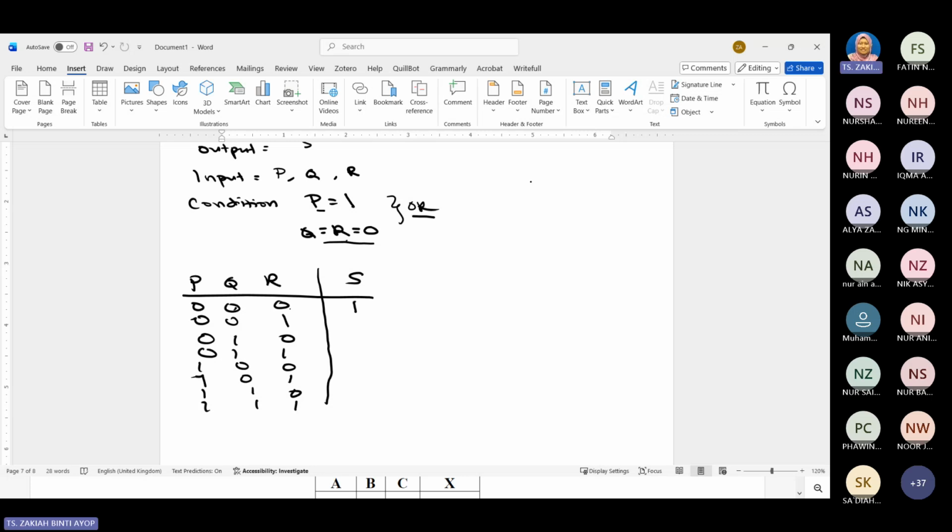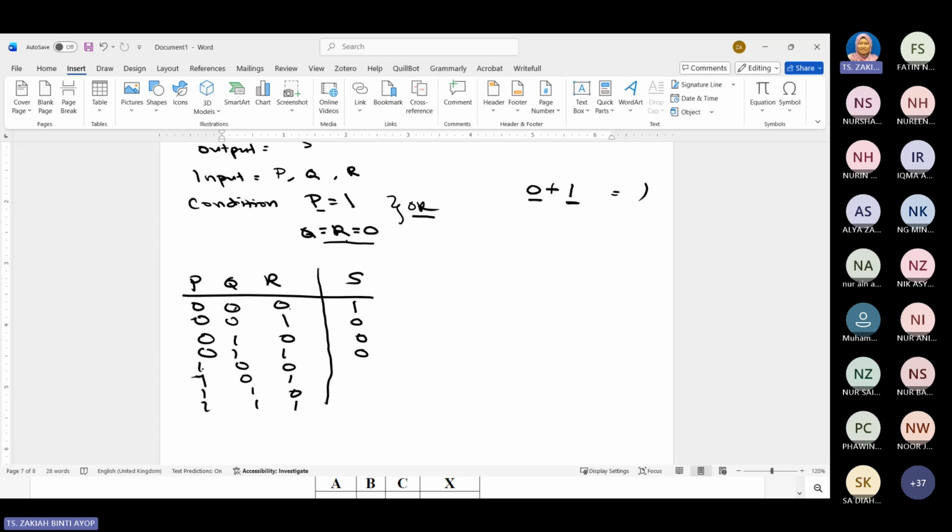Because OR means that if one of the conditions is 0 and the other condition is 1, the output will become 1. So here P is not 1, so the condition is 0. But Q and R is equal to 0, means that the condition is 1. So 0 or 1 is 1. So S is equal to 1. Now P is 0, but Q and R is not equal to 0. So output is 0. This one is also 0, this one is also 0, because 1 and 1 is not equal to 0.